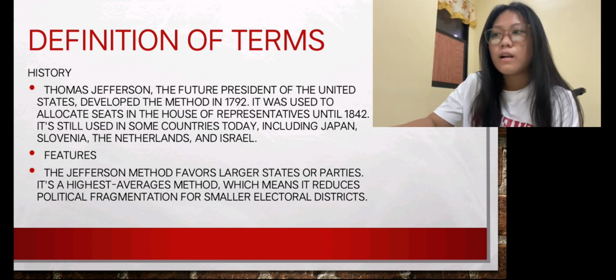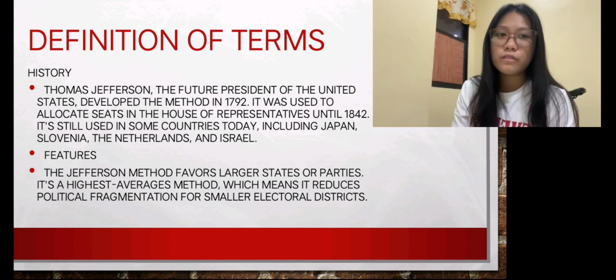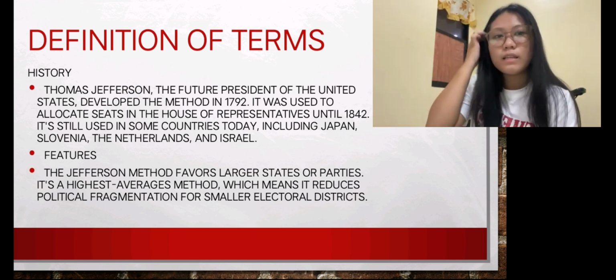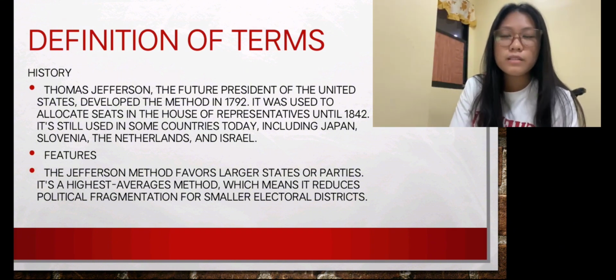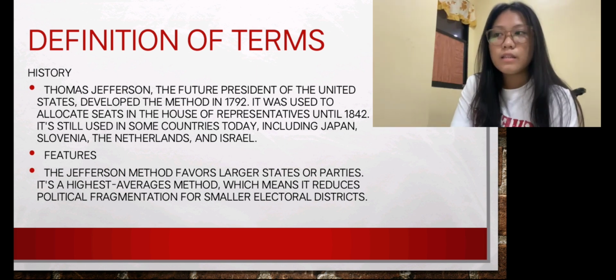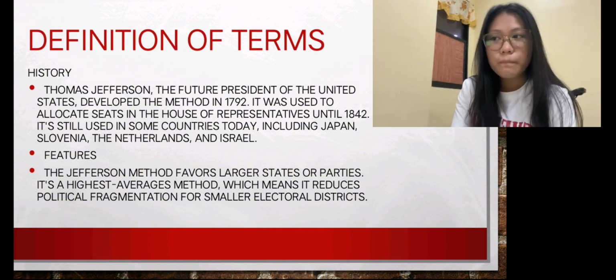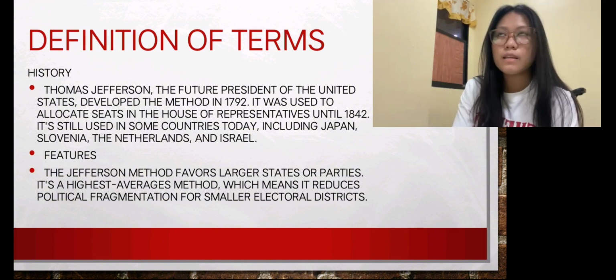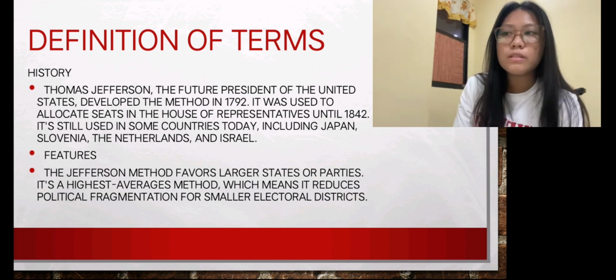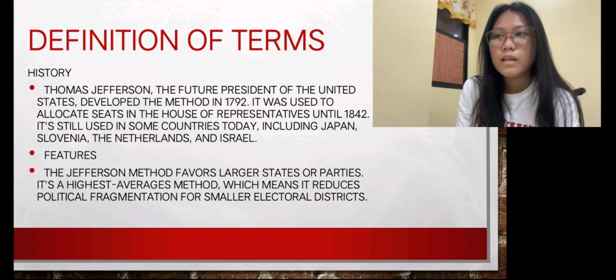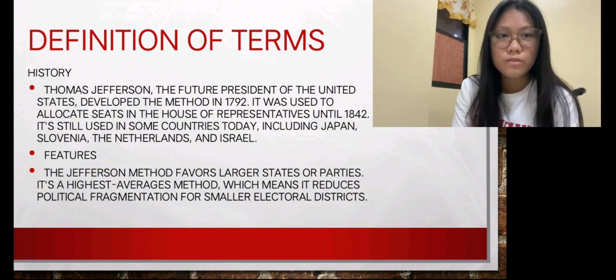And we're going to tackle also the history of Jefferson and why he made it. Thomas Jefferson, the future president of the United States, developed the method in 1792. It was used to allocate seats in the House of Representatives until 1842. And it is still used in some countries today like Slovenia, Japan, the Netherlands, and Israel. So that is the reason why Thomas Jefferson made it.